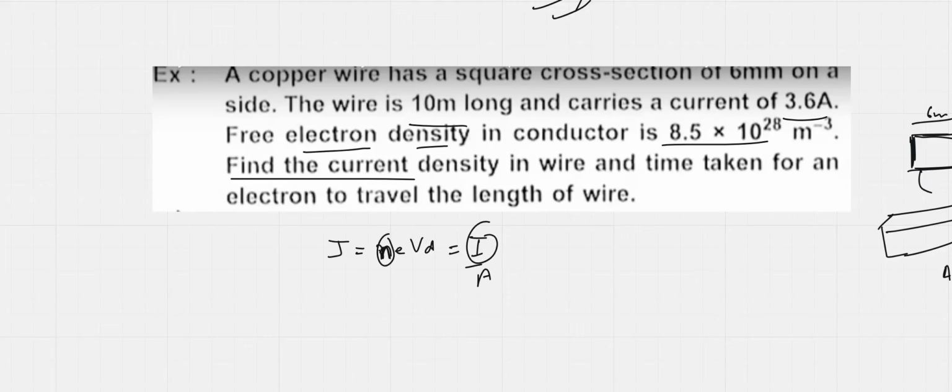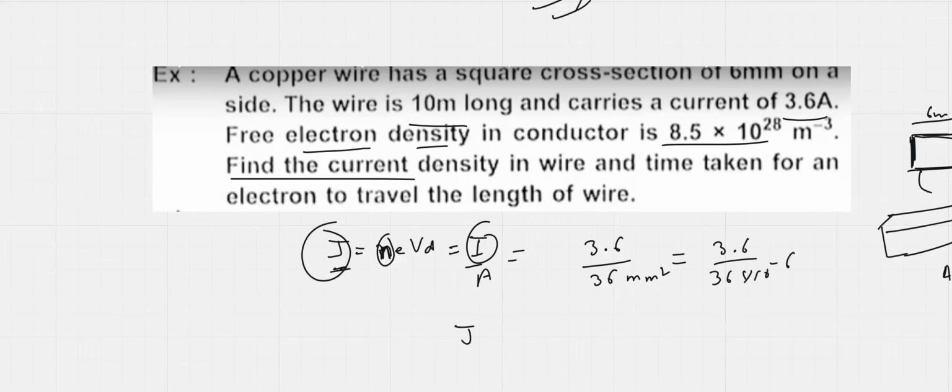First I'll be calculating current divided by area. Current is this much. What is the area? You can simply say 6 into 6 mm square. If you convert it into meter square, it will become 10 to the power minus 6. So just solve it and you are going to get 10 to the power 5. This is what your current density will look like.